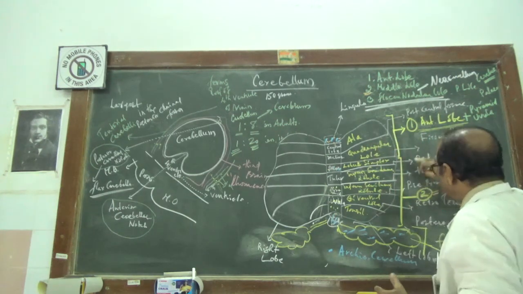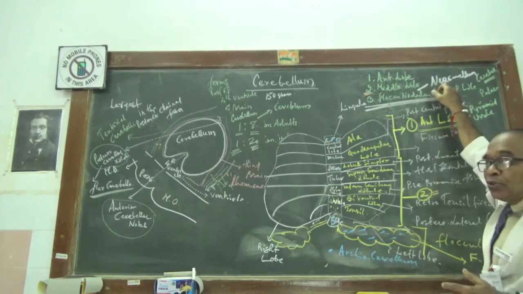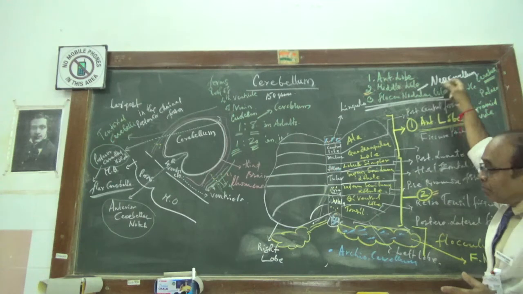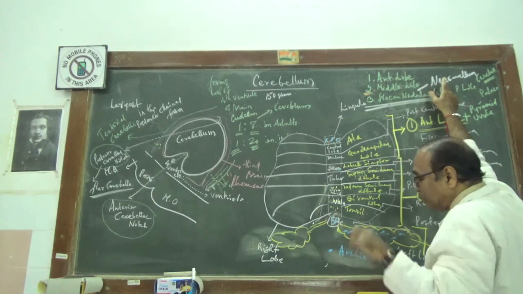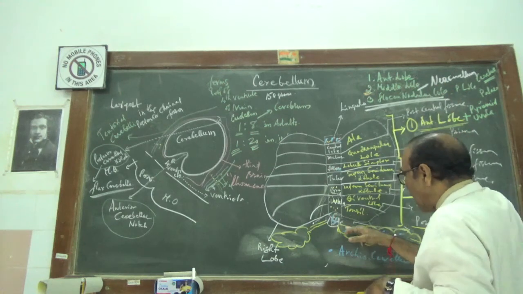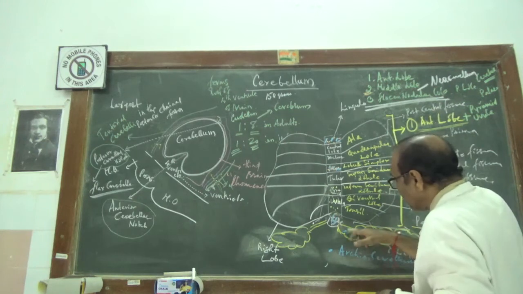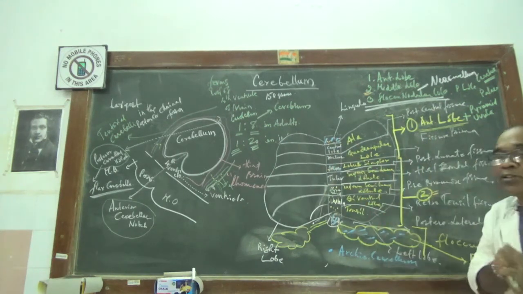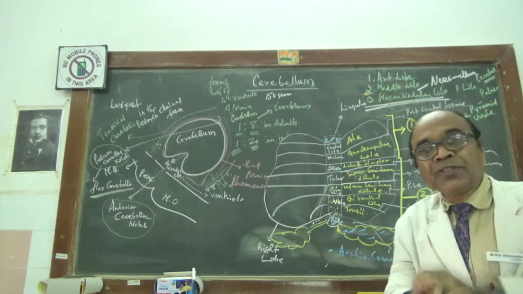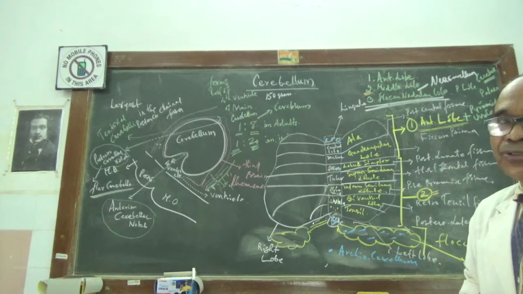But the middle lobe is totally by the neocerebellum, from the cerebellar swellings. Then the archeo, that is the flocculonodular, will be developed from the nodulus and flocculus, and the lingula is by the archeocerebellum. So this is what you have to remember.